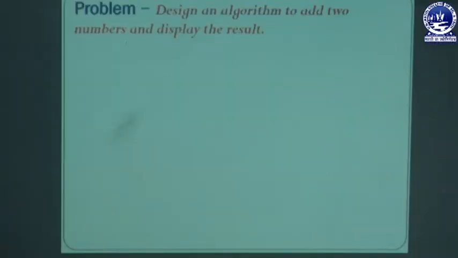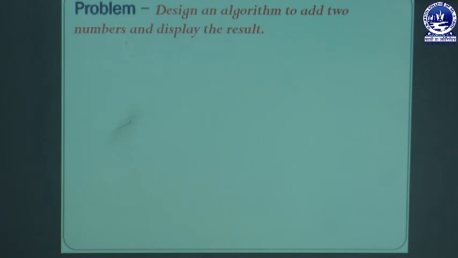Let us see how we are going to write the algorithm. The problem here is to design an algorithm which will take 2 inputs, then it will add those numbers and display the result. So, let us see how we are going to write the algorithm. So, the problem here is: design an algorithm to add 2 numbers and display the result.